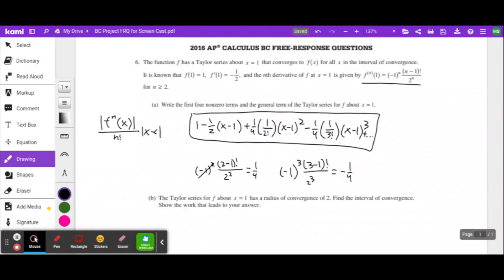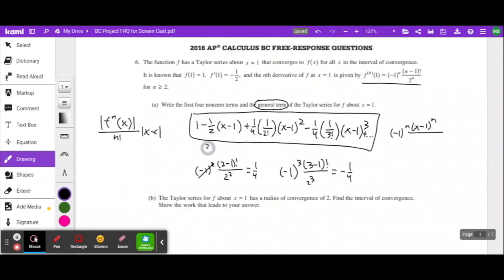Now, don't stop there. We also need the general term, don't forget. For our general term, we can see it's alternating positive, negative, so we need our alternator, and the top's also pretty easy to spot. It just comes from our Taylor series, x minus 1 to the n. Now the bottom's the tricky part here.